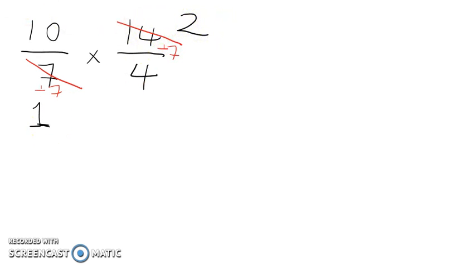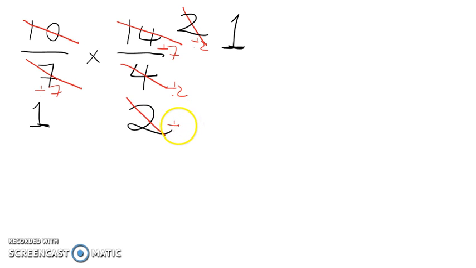Now, after you cancel out once, you can cancel out twice. So we find 4 and 2 can both be divided by 2. So 4 becomes 2, and 2 becomes 1. Lastly, the 10 on the top can also cancel out the 2 in the bottom, because both of them can be divided by 2. So I end up with a 1 in here and a 5 on the top.